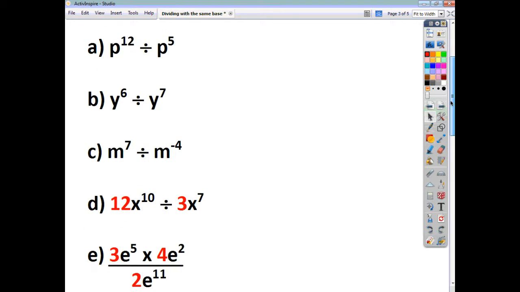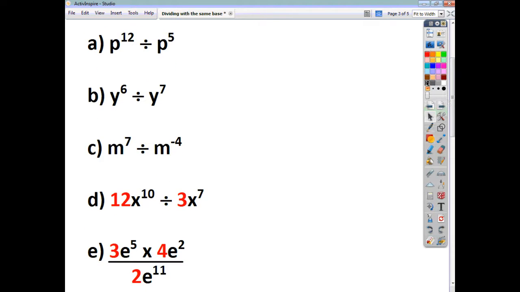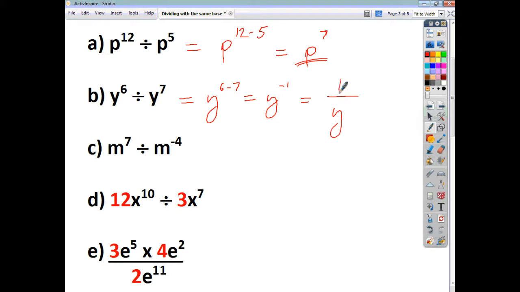Okay? Now, p to the power of 12 divided by p to the power of 5. Okay? Now, that's just going to be p to the power of 12 minus 5. 12 minus 5 is 7, so it's p to the power of 7. And for this one, we end up with y to the power of 6 minus 7, which is y to the power of negative 1. Now, because we don't want to leave our answer with a negative index, we'll move the base and power downstairs, so it's now going to be 1 over y. Okay, we don't need to write 1 over y to the power of 1, just 1 over y will do.